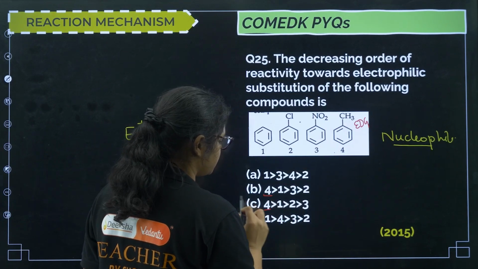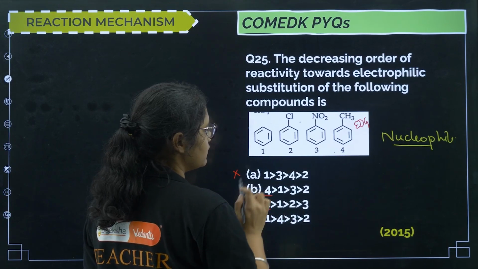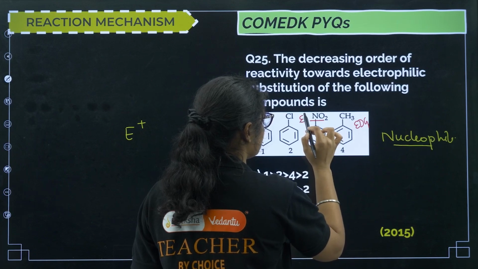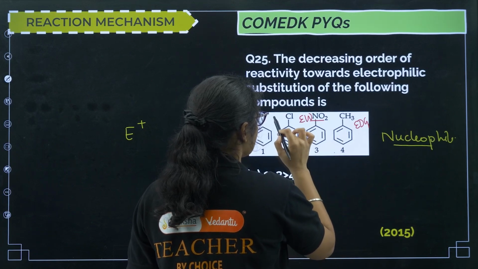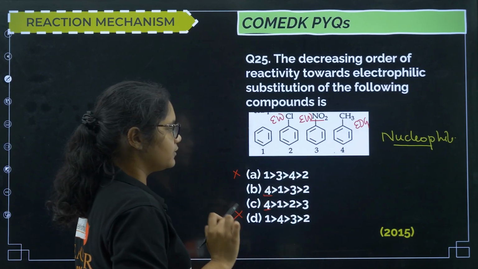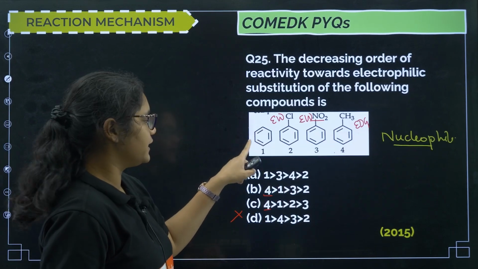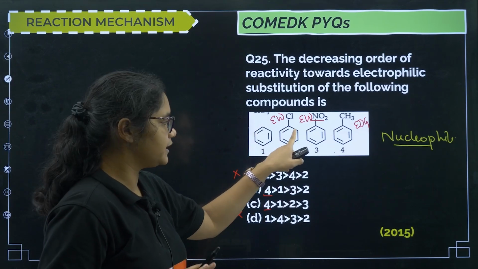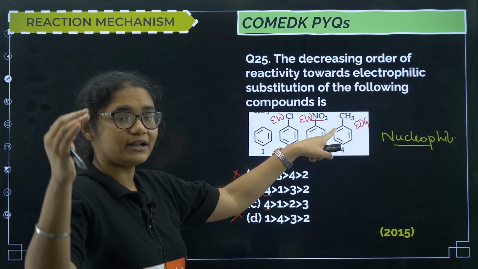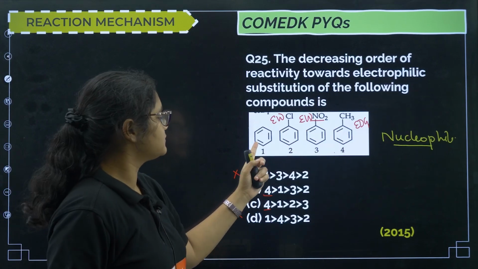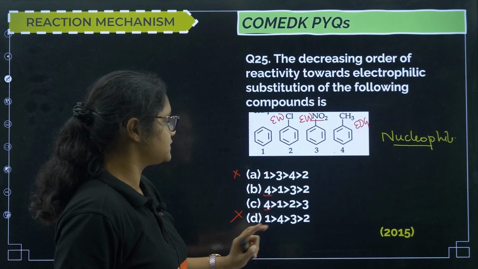So option 4 will be there at the first, we can eliminate the other 2. Why? Because NO2 is an electron withdrawing group, chlorine is also an electron withdrawing group, right? And this is neutral. So after this one will come, because here the electron density is neutral. Here the electron density is minus, here the electron density is plus, right? So that is why after 4 we have 1, so both the options are having that.